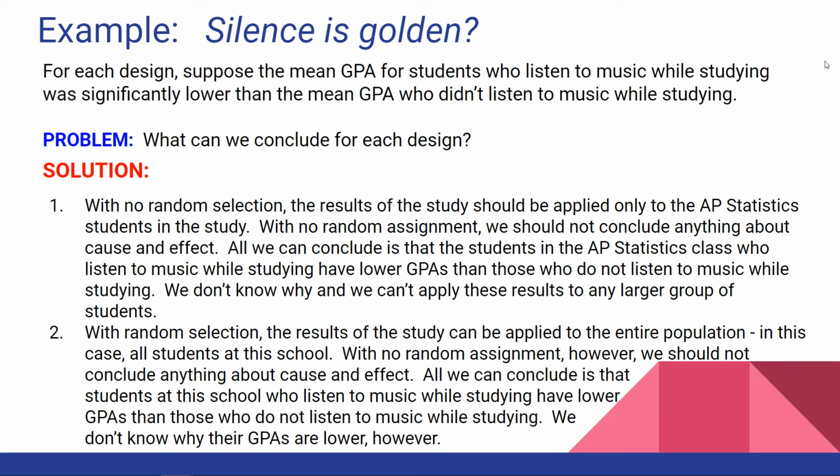So for each design, suppose the mean GPA for students who listened to music while studying was significantly lower than the mean GPA of those who didn't listen to music while studying. What can we conclude? For the first situation, there was no random selection, so the results could only be applied to the AP students. And there was no random assignment, so we could not conclude anything about cause and effect. With the second one, we had random selection from the entire population, so it can be applied to the entire population, but there was also no random assignment, so we cannot conclude anything about cause and effect.